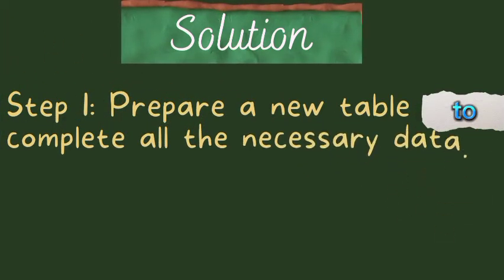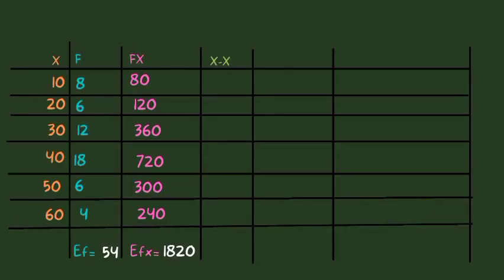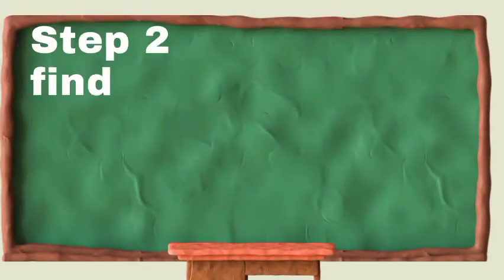Step 1, you prepare a new table to complete all the necessary data. That is the first thing you need to do. To get your fx, it is your x times your f, which is 10 times 8, you get 80, 20 times 6, you get 120, 30 times 12, you get 360. When you do that, you total your fx and total your frequency. Your frequency will give you 54, your fx will give you 1820.